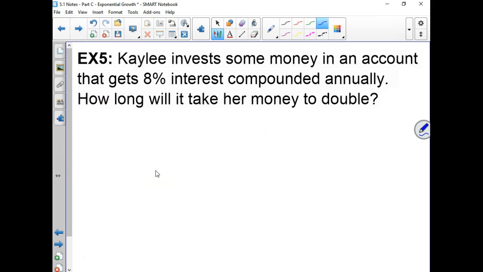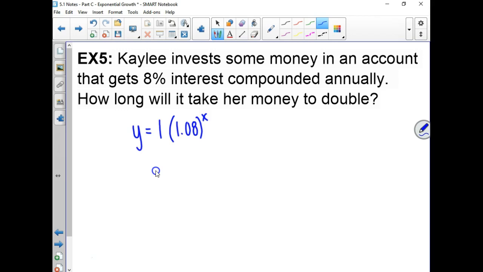Let's look at our next problem. Kaylee invests money in an account that gets 8% interest compounded annually. How long will it take her money to double? Now, this problem looks a lot like the last problem, but it does not tell us how much money Kaylee starts with. However, let me show you something here. Let's say that Kaylee starts with $1. If she starts with $1, we will have 1 times 1.08 to the x power.